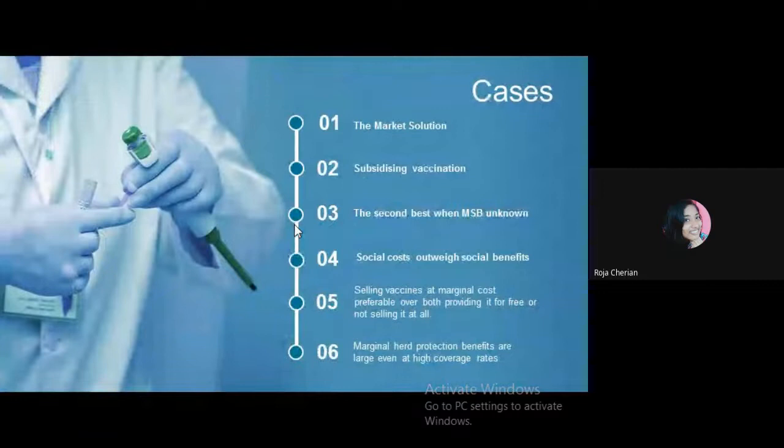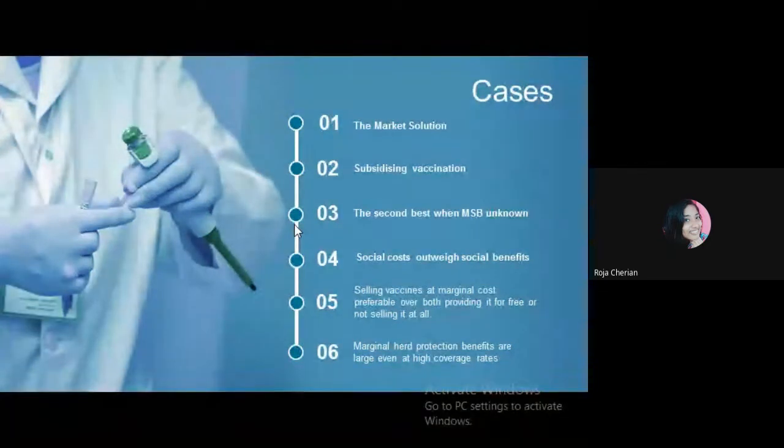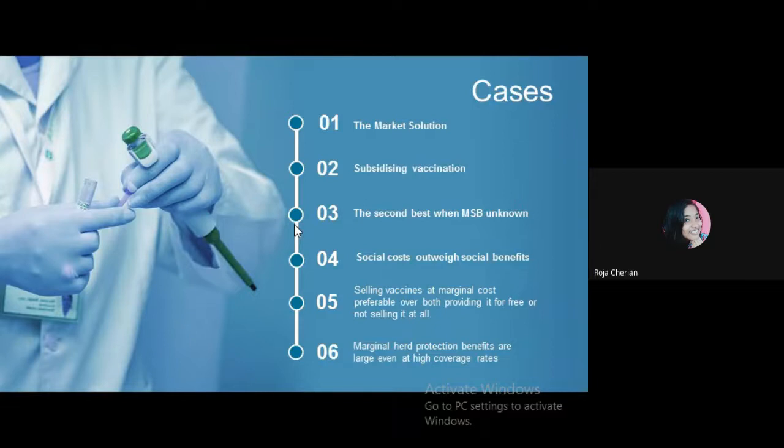Without taking more time, we can discuss the economics of vaccination using economic models and theories. To understand easily, we can see it in the form of 6 cases. First one is market solution, second one subsidizing vaccination, third one second best when MSB is unknown, fourth one social cost outweighs social benefit, fifth one selling vaccines at marginal cost preferable over both providing it for free or not selling it at all, sixth one is marginal herd protection benefit or last even at high coverage rate.